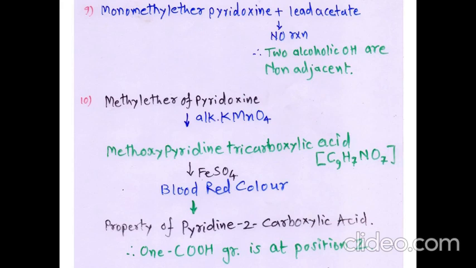Therefore in the tricarboxylic acid, one of the COOH groups is at position number 2, right. And friends, if you remember the structure, this is because of oxidation of the CH3 group which was present at position number 2.